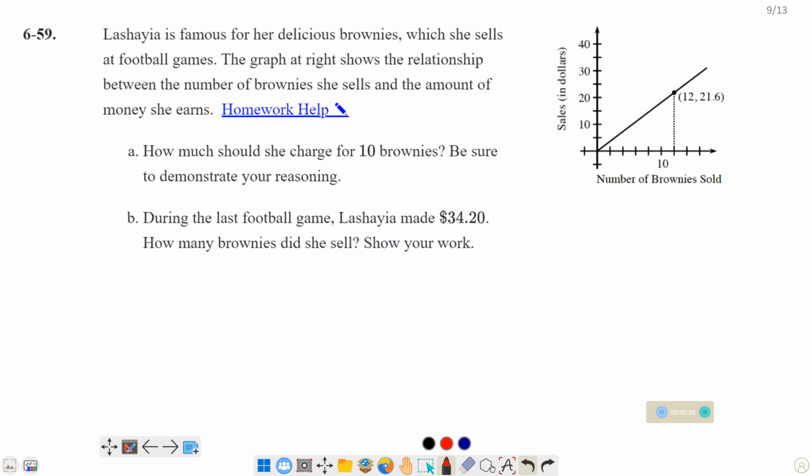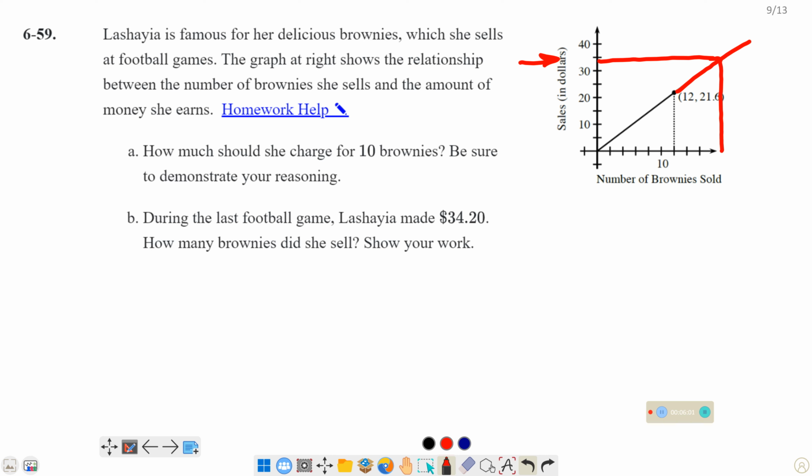All right, you should be done writing your sentence for problem letter A. If you didn't pause, go back and pause. Problem letter B. During the last football game, she made $34.20. How many brownies did she sell? You need to use the graph on the y side of the axis. You need to follow $34.20. That doesn't look like a straight line. Well, my line needs to get extended a little bit. And then go down.